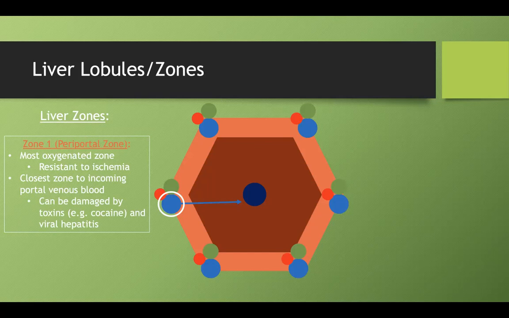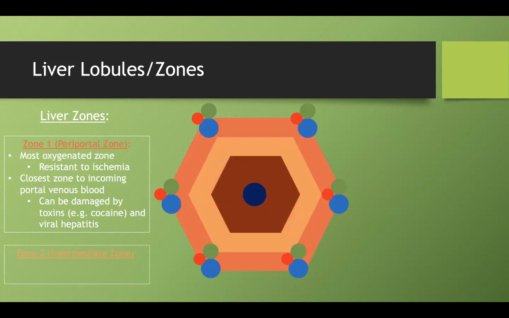The downside to that is that if there are toxins or viruses or what have you in our portal system, the first thing that's going to get affected is zone 1 and most likely to get damaged. Zone 2 is the intermediate zone. It doesn't really have too much clinical significance.